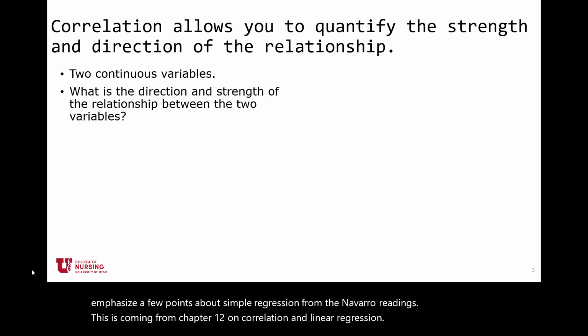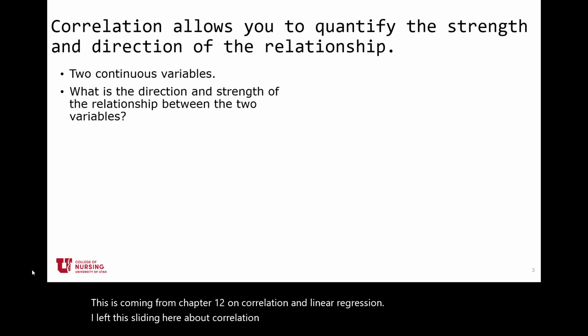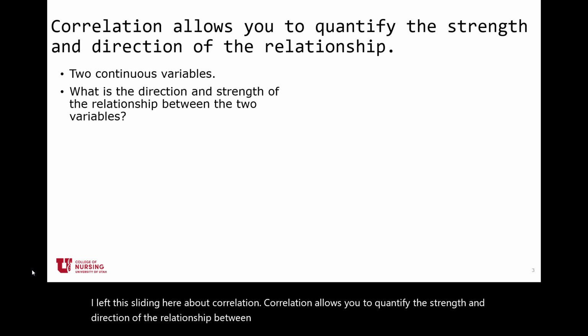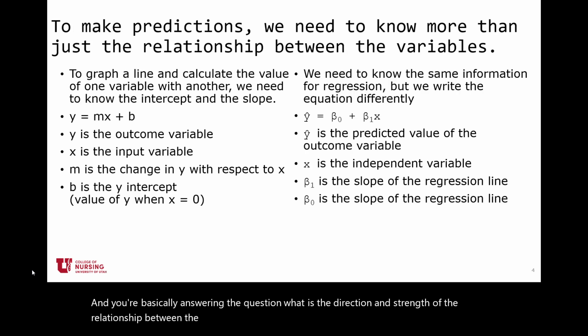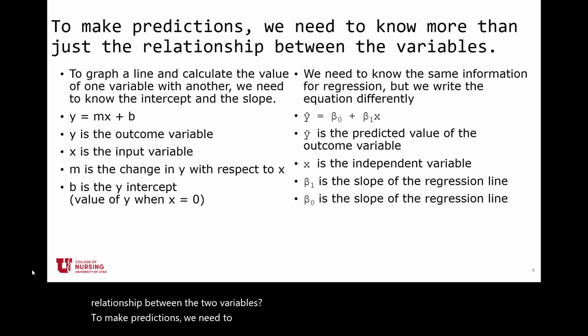I left this slide in here about correlation. Correlation allows you to quantify the strength and direction of the relationship between two continuous variables. And you're basically answering the question, what is the direction and strength of the relationship between the two variables? To make predictions, we need to know more than just the relationship between the variables.